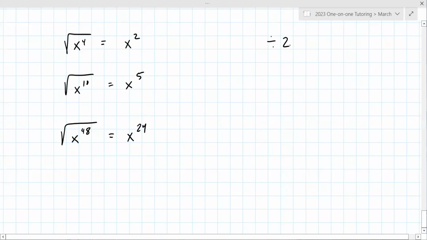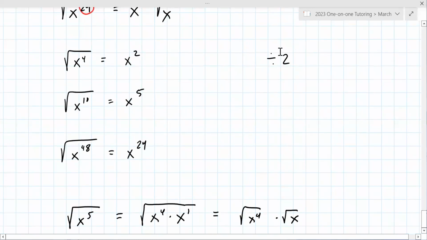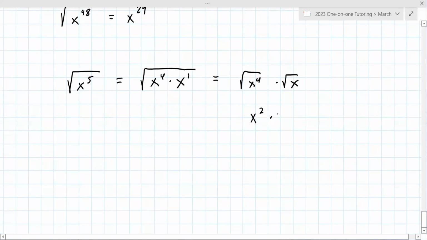Okay. Now, I'll keep that up here. So let's look at the square root of x to the 5th. This is really the square root of x to the 4th times x to the 1. Do you agree with that? Which is the square root of x to the 4th times the square root of x. What did we say the rule for this one is? You just did it up here. It's division. So this becomes x squared times the square root of x.